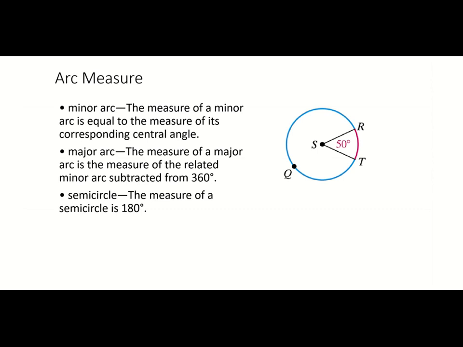A major arc would be whatever the minor arc isn't. So if this minor arc here is 50 degrees, then if I were to look at this arc here, RQT, it would be 360 minus 50, or it would be 310 degrees. And then a semicircle is always going to be 180 degrees because it's half of 360.